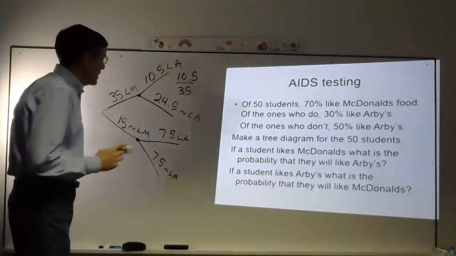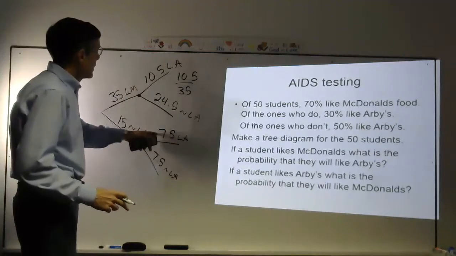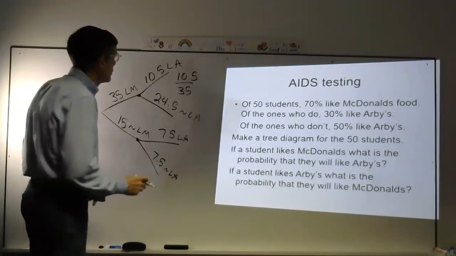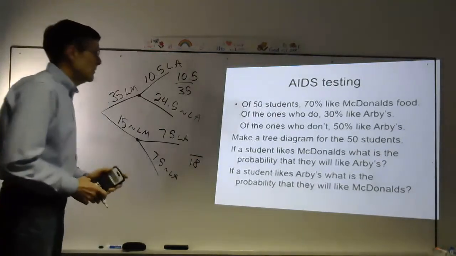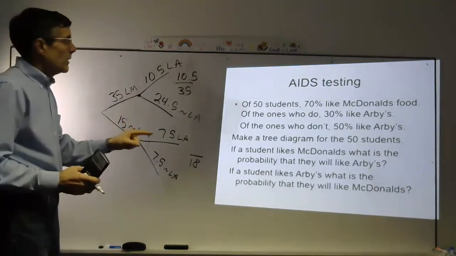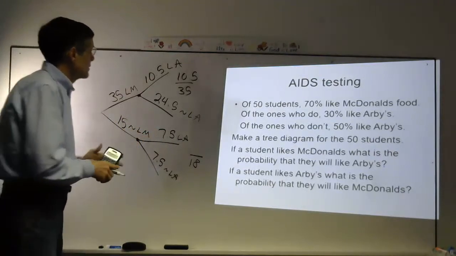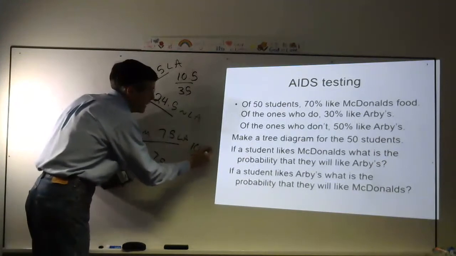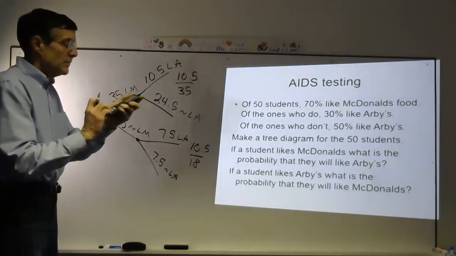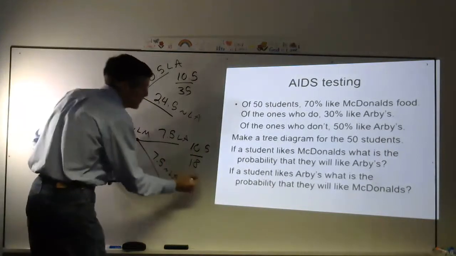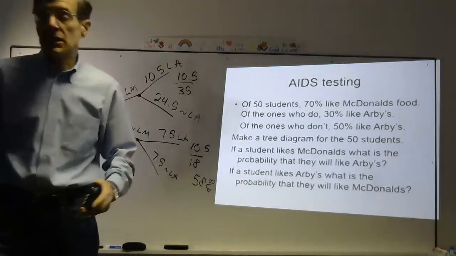If a student likes Arby's, what is the probability they'll like McDonald's? If a student likes Arby's, here are the two that like Arby's. So a grand total, isn't that 18? Liking Arby's, what's the probability they will also like McDonald's? Which ones like McDonald's? Right there, the 10.5. So 10.5 divided by 18, and I get about 58% chance that they will like McDonald's.